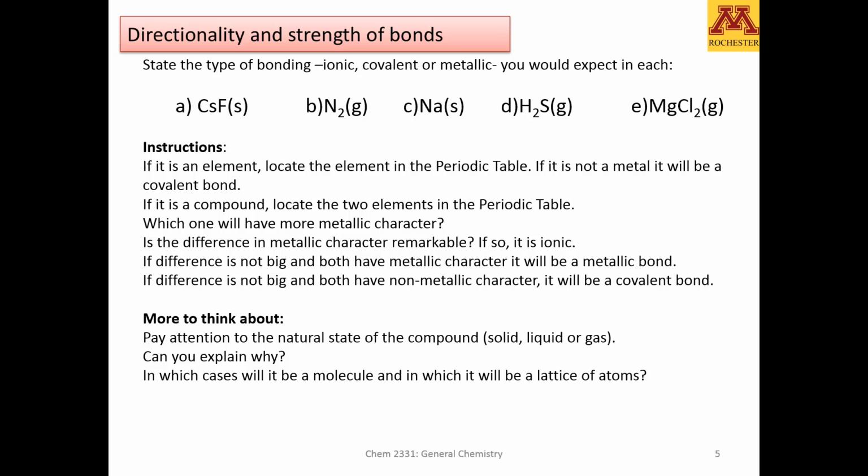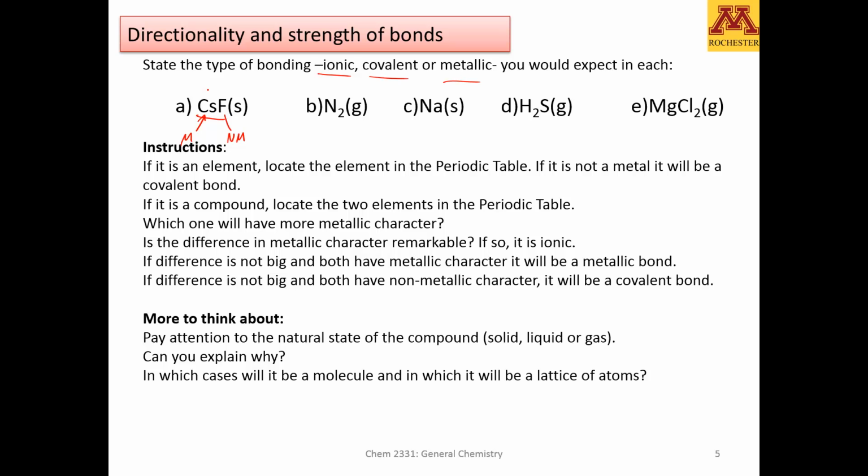So let's see if, by looking at the formula, we can identify what kind of bonding a compound has. In this case, you have to state the type of bonding, either ionic, covalent, or metallic, that you would expect in these compounds. Here I'm listing some instructions. You are welcome to stop the video and read through them, but we will just solve this exercise on the fly. So cesium fluoride: notice that cesium is a metal, and fluorine is the king of the nonmetals, the most electronegative of the periodic table.